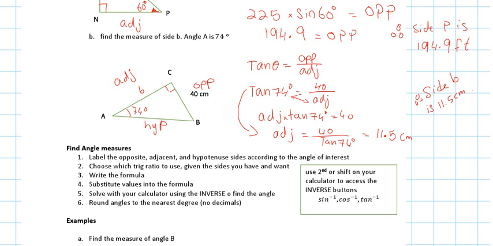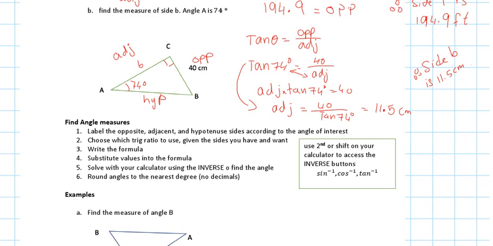Are we okay with this? All right. Now we're going to do exactly the same thing, but in this case, I'm given two sides and I'm looking for the angle. It's a little bit different, but it's the same idea. I'm still labeling the triangle, still trying to figure out what ratio I need to use, and still trying to solve for an unknown. So in this case, the question is going to ask you to solve for an angle.